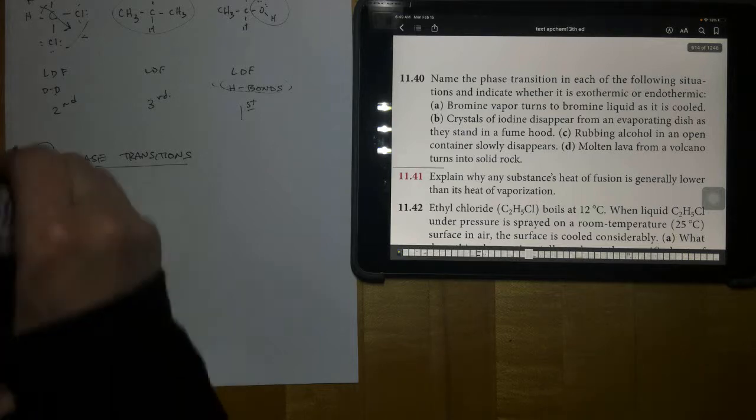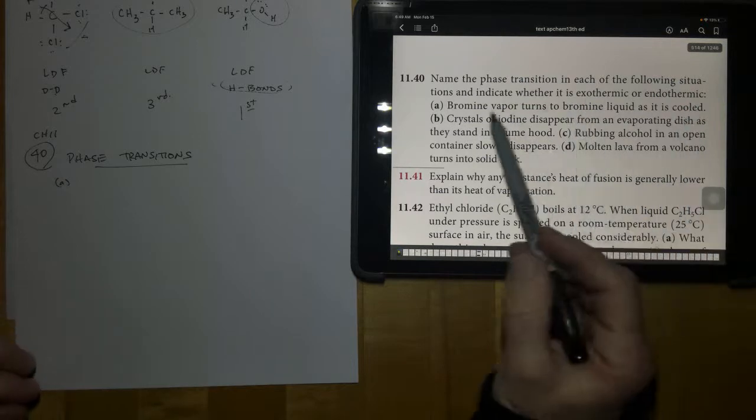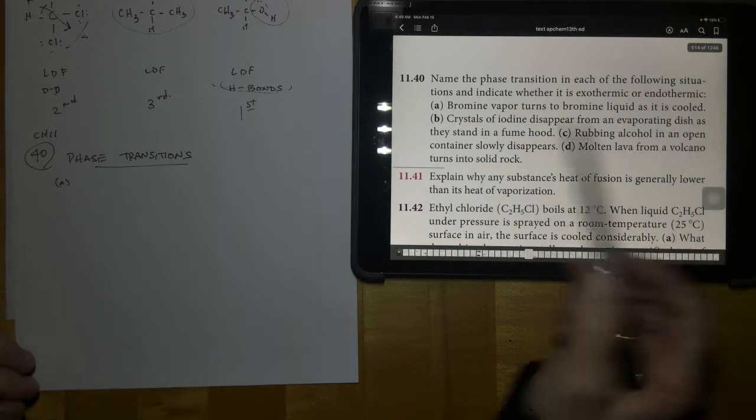This is 11.40, chapter 11, number 40. Name the phase transitions for each of the following situations and whether it's exothermic or endothermic.